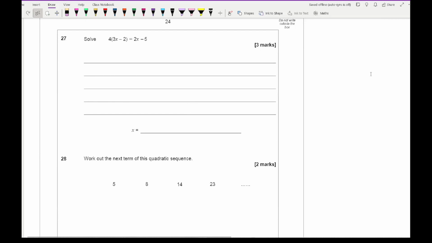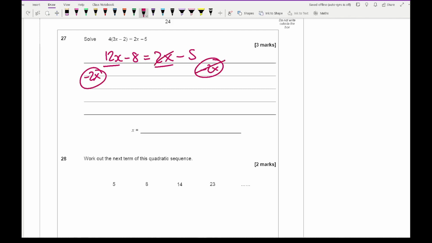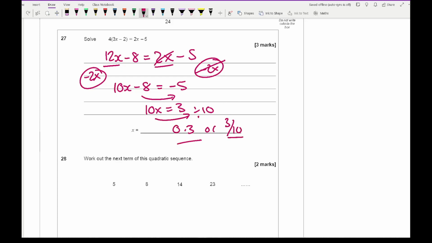For question 27, it says we just need to expand the brackets and solve the equation. So expanding the brackets, we get 12x minus 8 equals 2x minus 5. Then we've got to take away the smallest amount of x's. So that cancels with that, so I'm left with 10x minus 8 equals minus 5. Take the 8 over, so I've got 10x equals positive 3, and then divide by 10, giving me an answer of 0.3 or 3/10, whichever you prefer to leave your answer as.